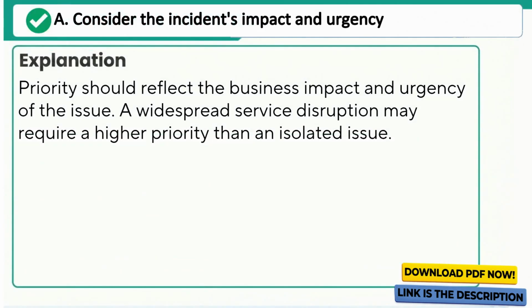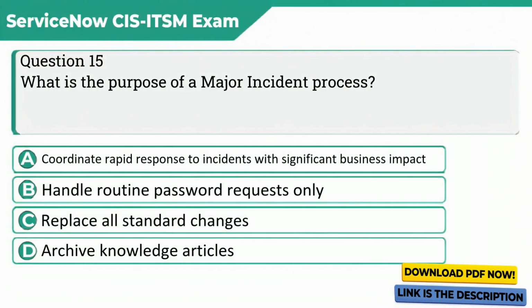Correct answer. A. Consider the incident's impact and urgency. Explanation. Priority should reflect the business impact and urgency of the issue. A widespread service disruption may require a higher priority than an isolated issue. Question 15. What is the purpose of a major incident process? A. Coordinate rapid response to incidents with significant business impact.